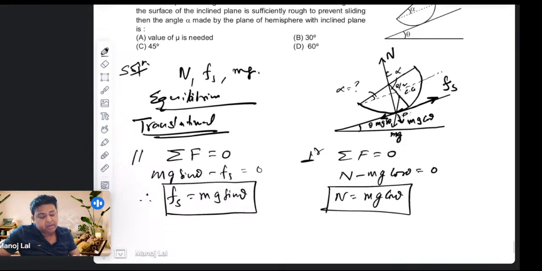Now for equilibrium, rotational equilibrium, what will you write?